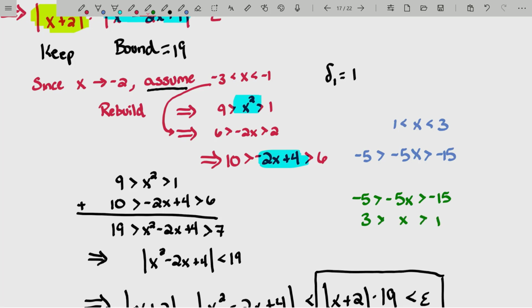See what I did there? 3 is greater than x is greater than 1. But now that everything is lined up and the inequality signs match, I can now say, oh, -5 plus 3 is a -2 is greater than -5x plus 1x is a -4x, which is greater than -15 plus 1, which is a -14. What are you going to do with that?